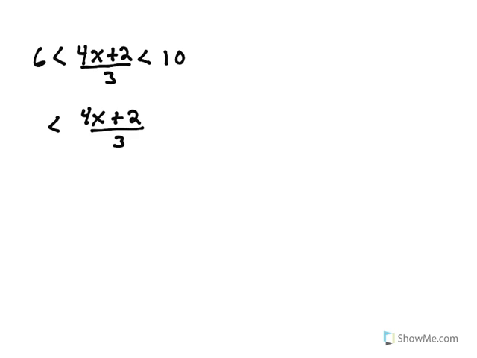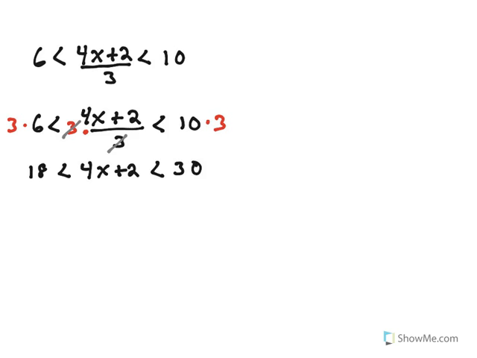So here is 10, and this is 6. So what I'm going to do is this is 4x plus 2 divided by 3. The opposite of division is multiplication, and I do that so that the 3's will cancel. But I need to times it by 3 to the right of the inequality and also to the left of this inequality. I have to do it 3 times. So when I do that, 3 times 6 is 18. And then since the 3's cancel, I'm just left with 4x plus 2. 10 times 3 is 30.